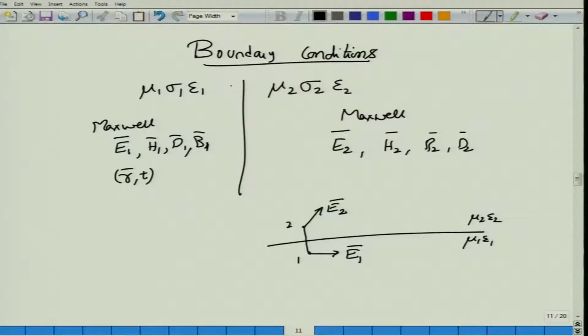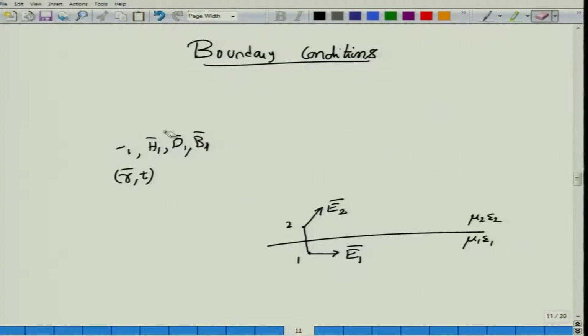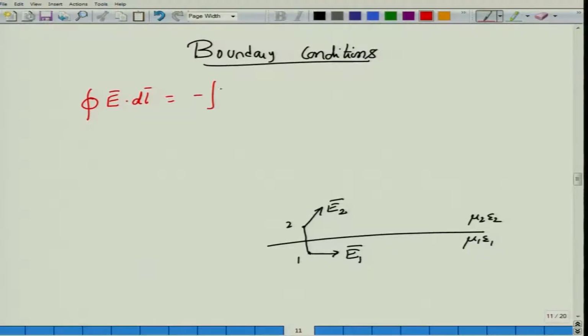They are no more difficult than the point form, and for our benefit here we will just write down the integral forms. These integral forms are more fundamental, and they will always hold even when the boundary is actually moving. It does not matter whether the boundary is present or not; even when the boundary is moving, these integral forms are always valid. So what are the integral values? We know that del cross E, written in terms of the line integral over the closed path, is the integral of E dot dl, and that should be equal to minus the integral of del B by del t dot ds.